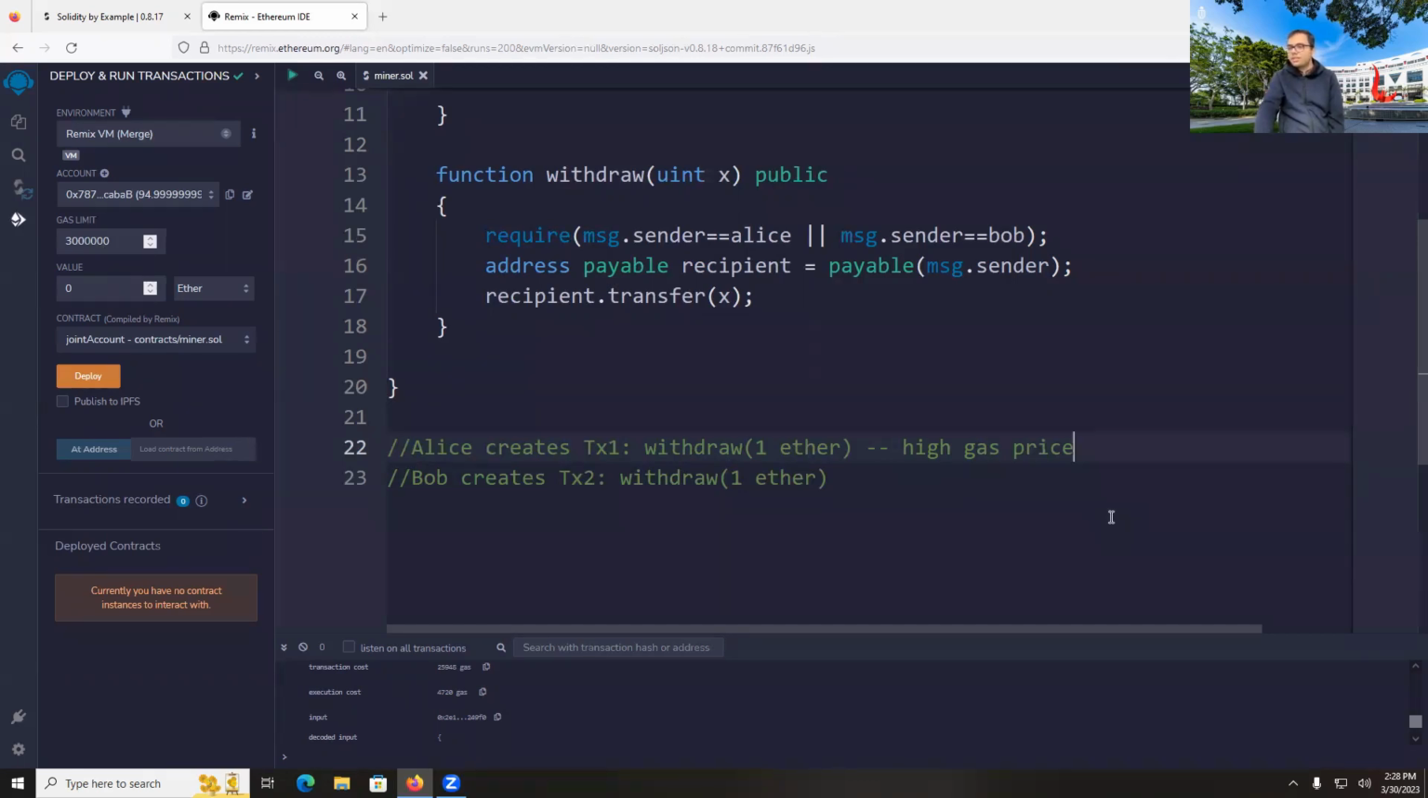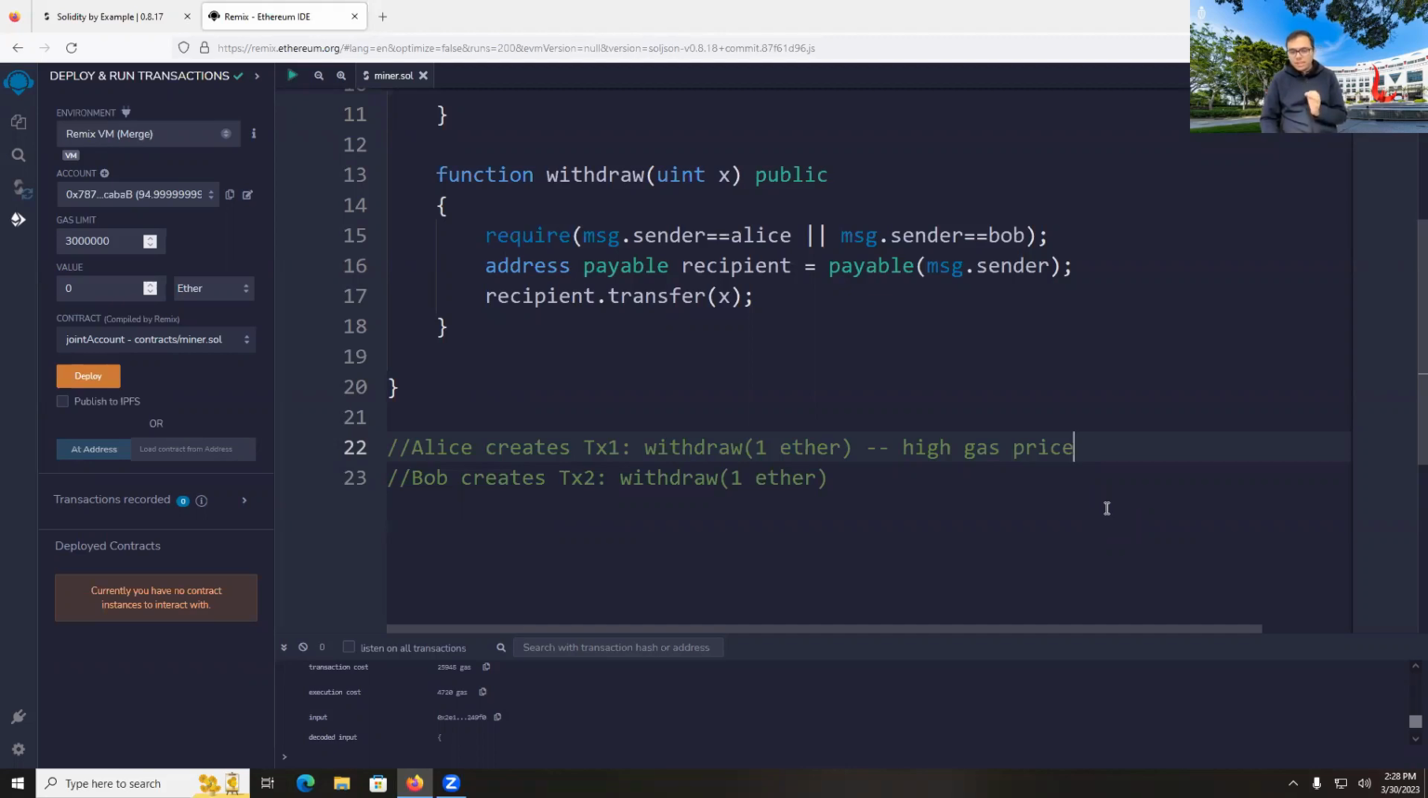And usually most miners have this very simple heuristic that when they want to fill in a block, they just take transactions with higher gas price and put them first. But this doesn't necessarily ensure that the miner is incentivized to put your transaction first, because at the end of the day, both transactions are going through this withdraw function and they're using almost the same amount of gas. So if you do this, you're paying a bribe to the miner, but the miner might still decide, you know what, I want to put Bob's transaction first.